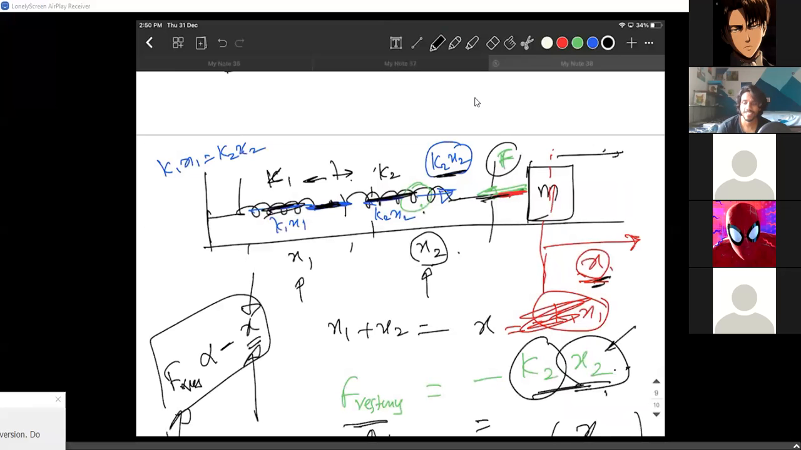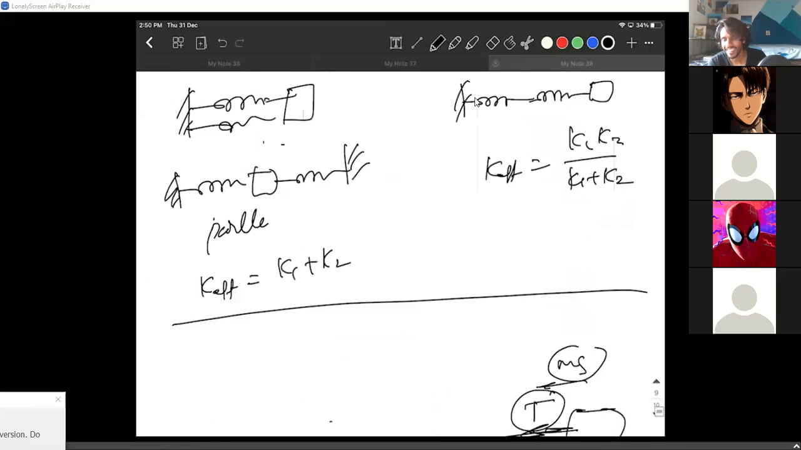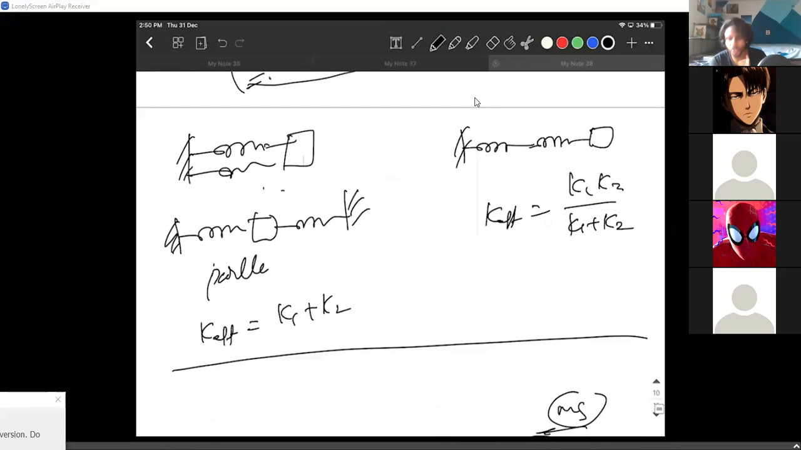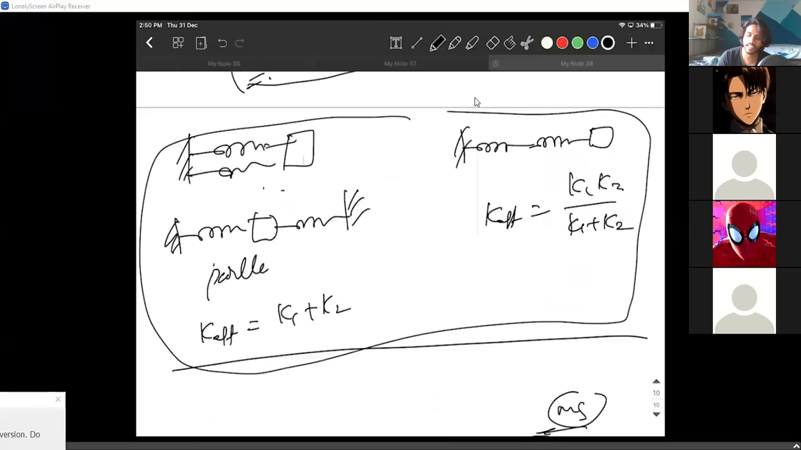Yeah, it is a bit confusing, I know, but you don't have to confuse yourself that much. Try to just remember this point, this parallel and series springs thing. So if we have 3 springs, 4 springs like that.